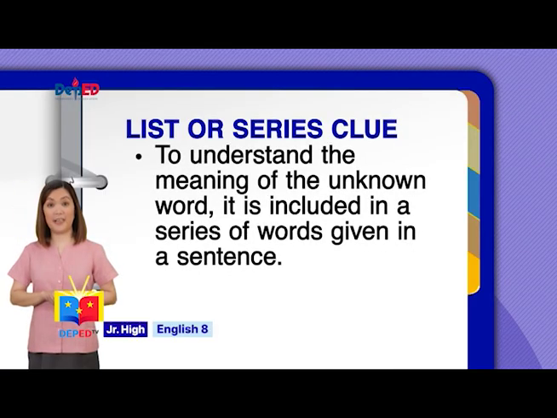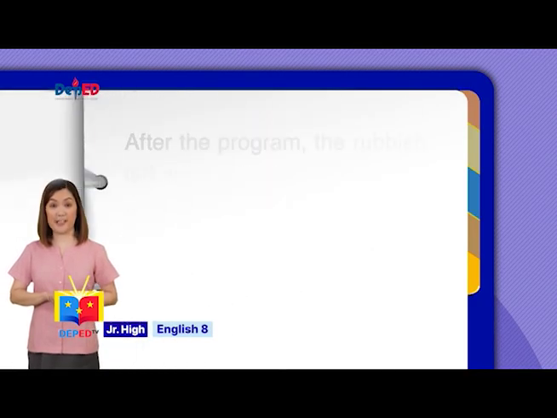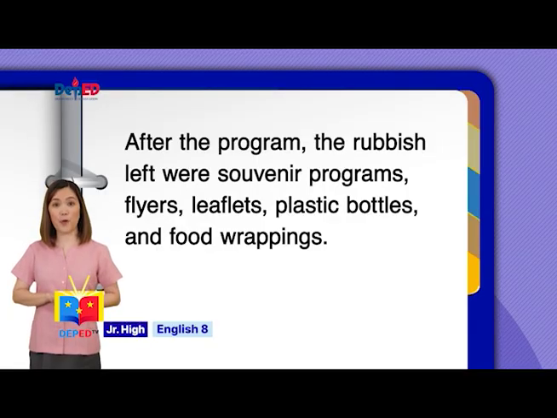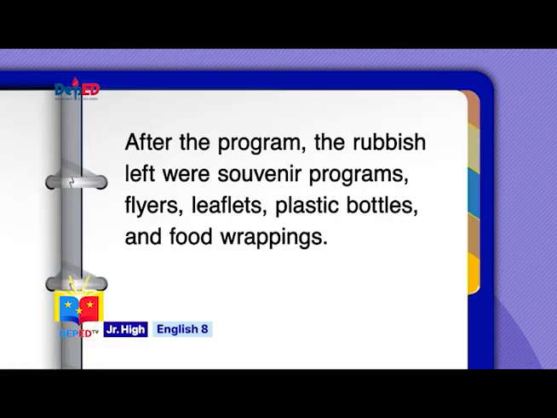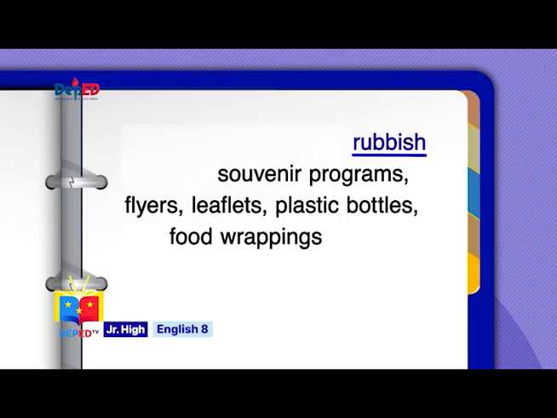Next is list or series clue. To understand the meaning of the unknown word, it is included in a series of words given in a sentence. For example, after the program, the rubbish left were souvenir programs, flyers, leaflets, plastic bottles, and food wrappings. The unfamiliar word is rubbish, and the list or series of clues are souvenir programs, flyers, leaflets, plastic bottles, food wrappings.